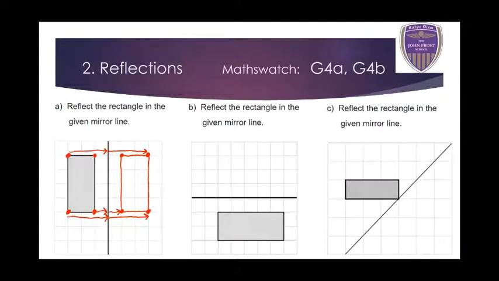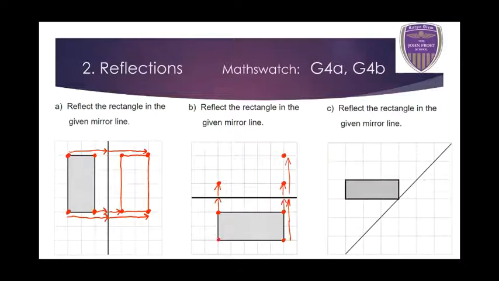Okay. Part B, again, reflect the rectangle in the given mirror line. So top left, we are 1 unit away. So we're going to go 1 unit on the other side. This corner, we are 1 unit away. So we're going to go 1 unit again on the other side of the line. This bottom right corner, we are 3 units away. You can count them, 1, 2, 3 units. So we need to go 3 units away from the line again.